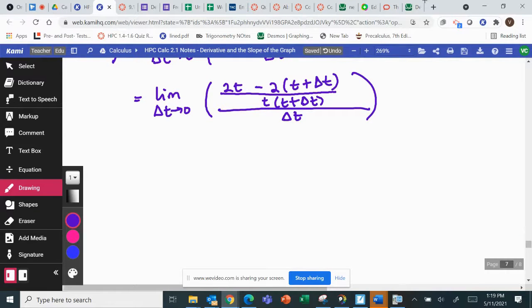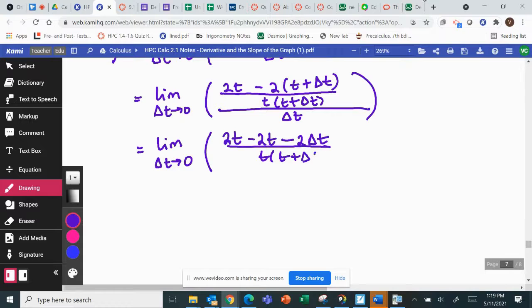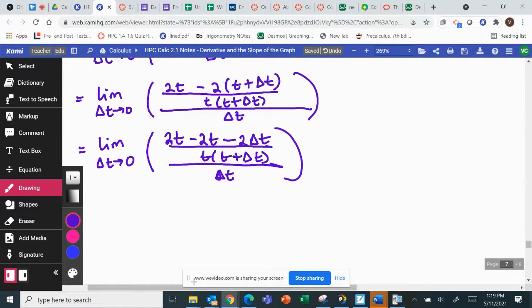So simplify a little bit. We get 2t minus 2t minus 2 delta t over t times t plus delta t, and then all over delta t. Go this way a little bit. I want to write an x so bad.